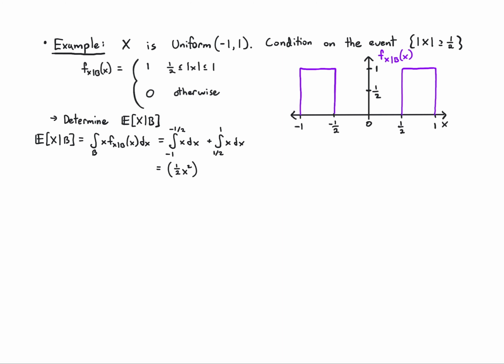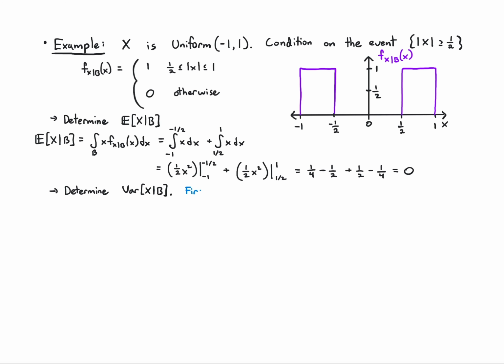Well, let's go ahead. So I have 1/2 x squared from -1 to -1/2 plus 1/2 x squared from 1/2 to 1. So that's going to be 1/4 minus 1/2 plus 1/2 minus 1/4, and that's going to be 0. So I'm done. That got what I expected. Okay, let's also compute the variance, the conditional variance of x given B.